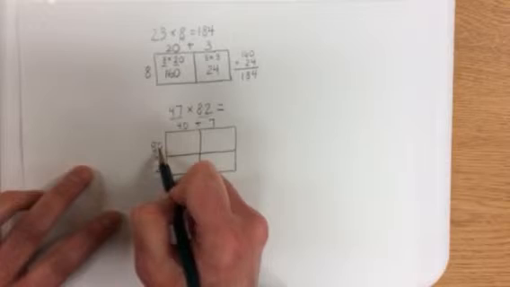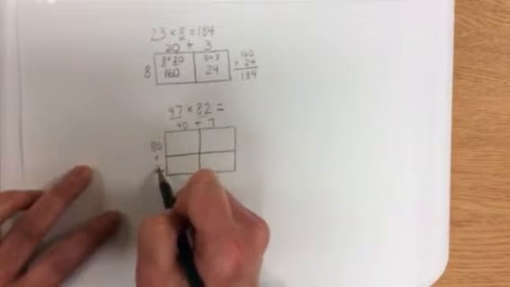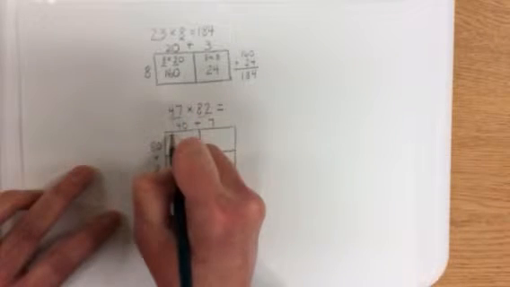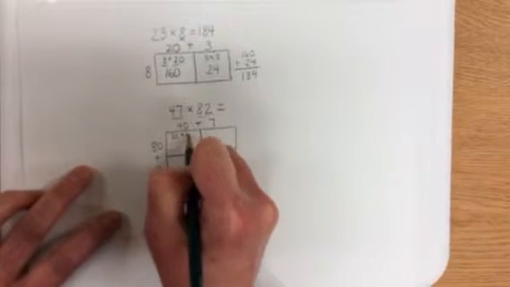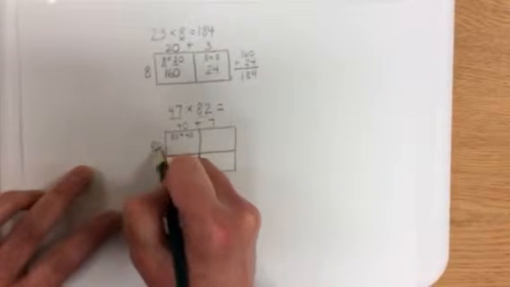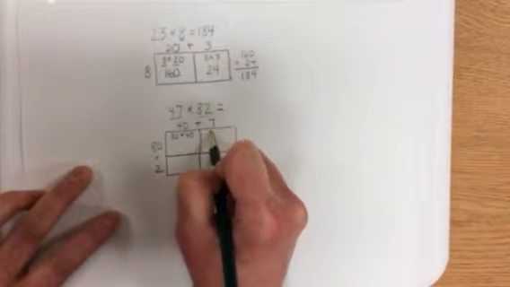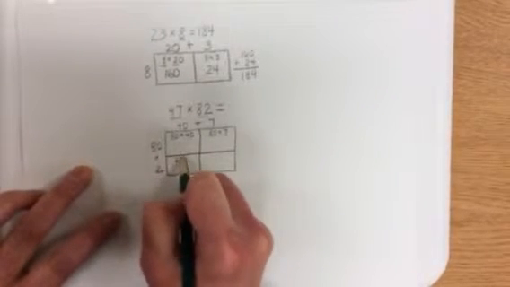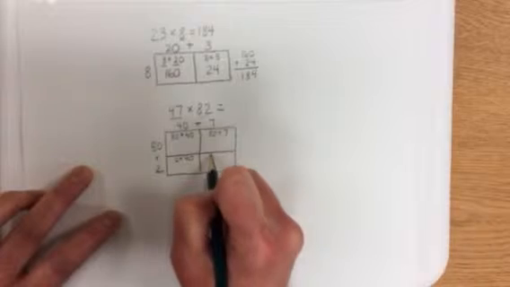Next, I'm going to multiply each number on the left side times the numbers on the top. So I'm going to start with 80 times 40. And I'm always going to show my work within the boxes before I do my multiplication. Next, I have 80 times 7. I have 2 times 40 and 2 times 7.